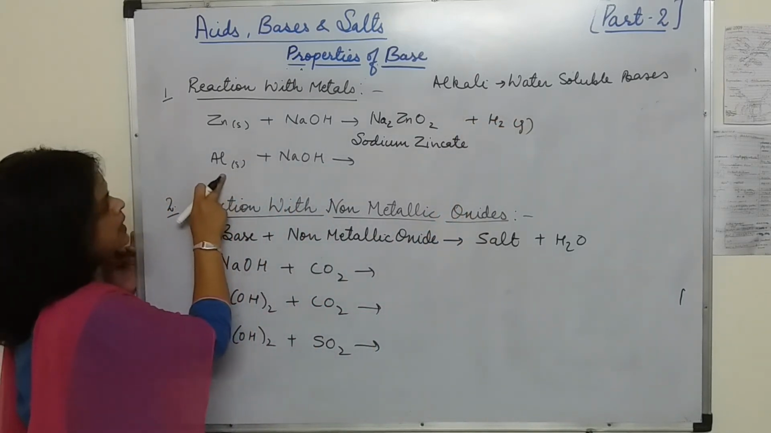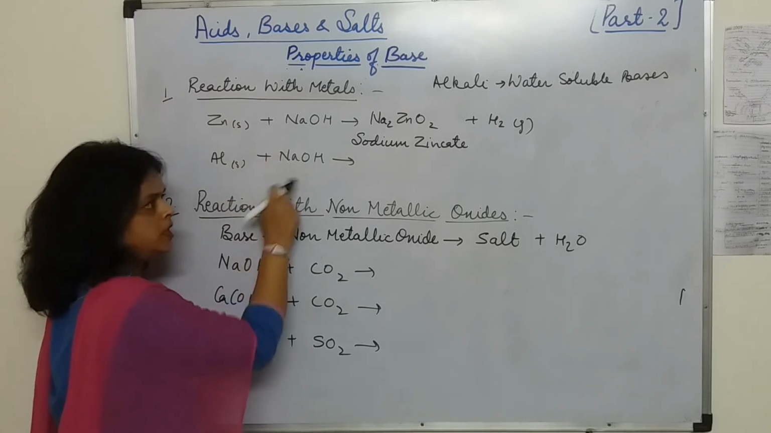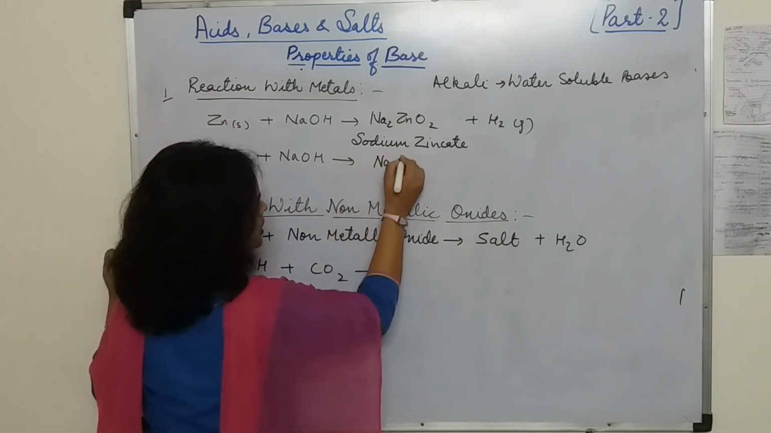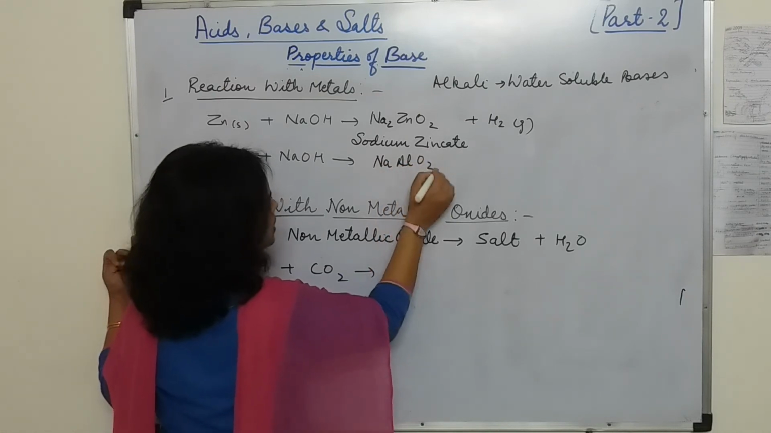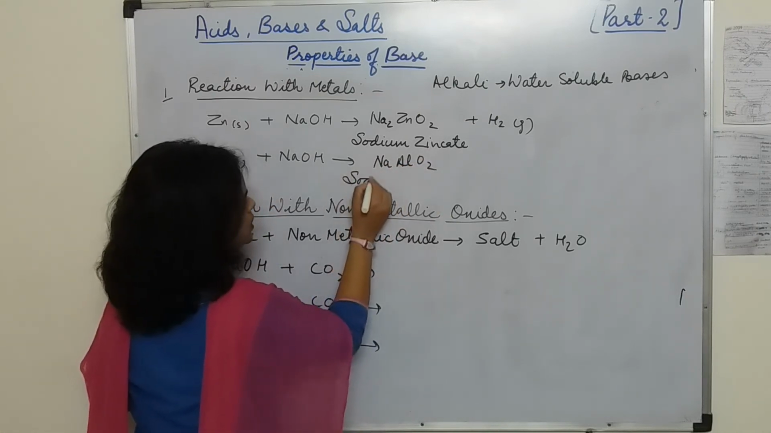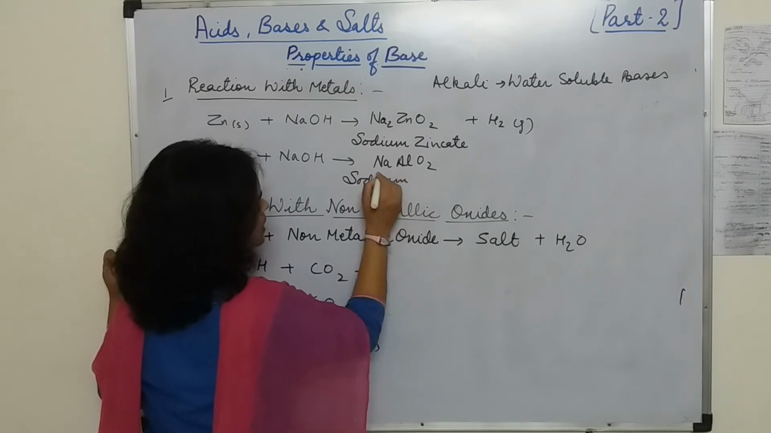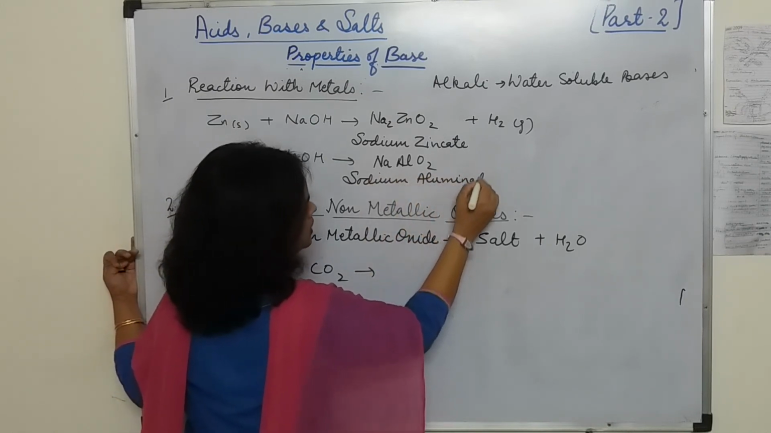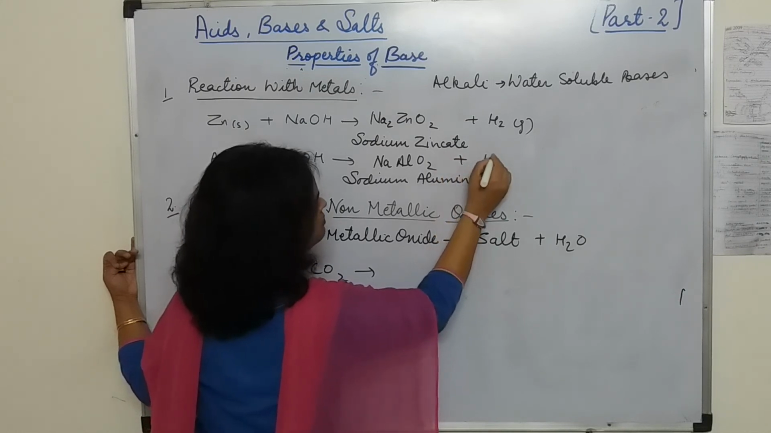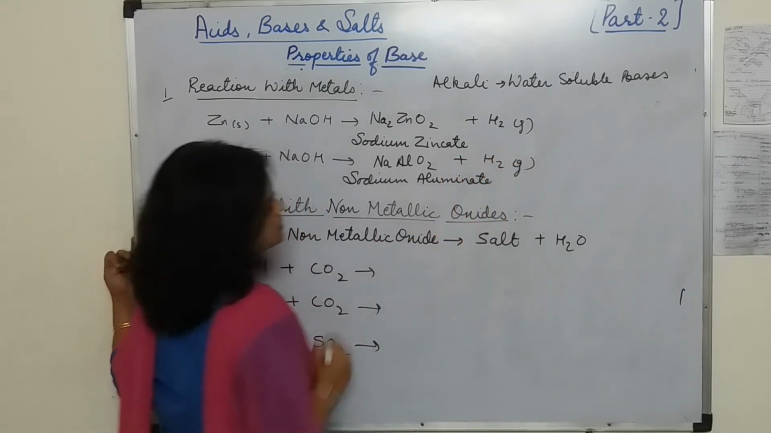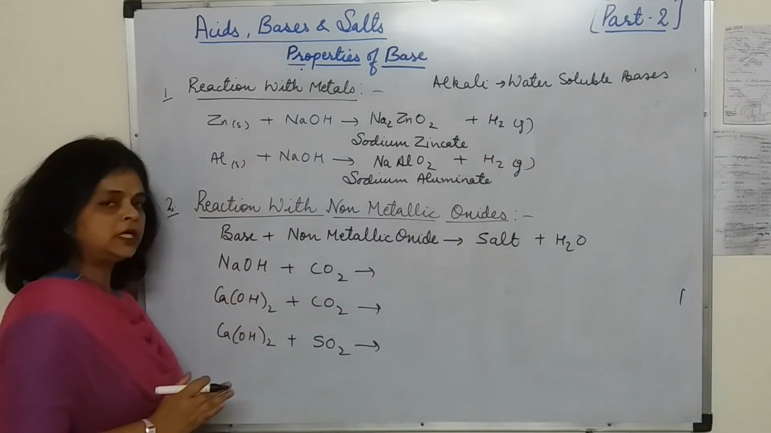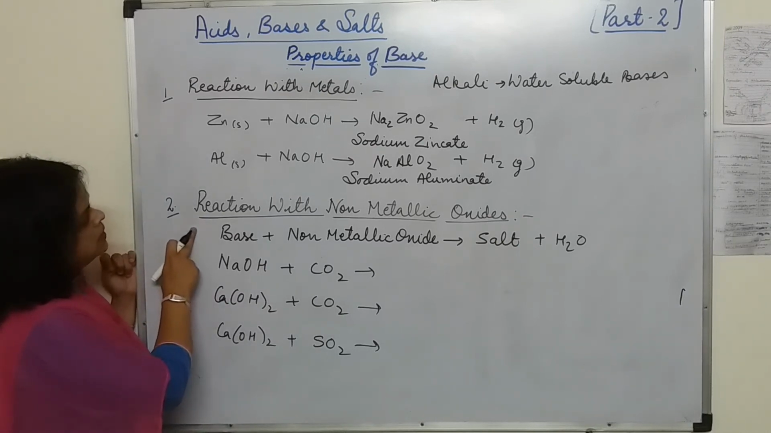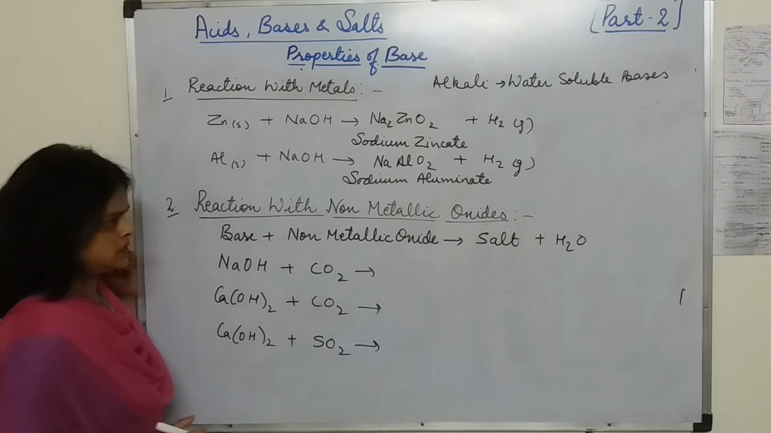Okay, now here aluminium when it reacts with NaOH, it forms sodium aluminate, NaAlO2, and the name is sodium aluminate, along with the formation of hydrogen gas. Okay, so only few reactions we have for the bases. Next, reaction with non-metallic oxides.